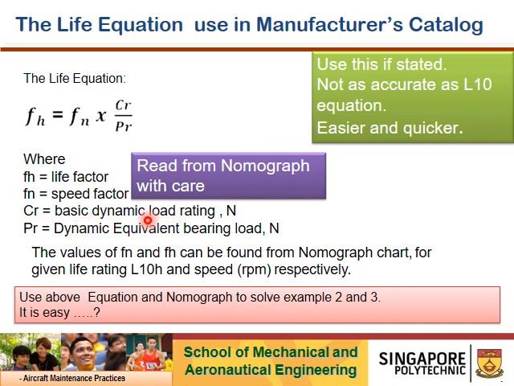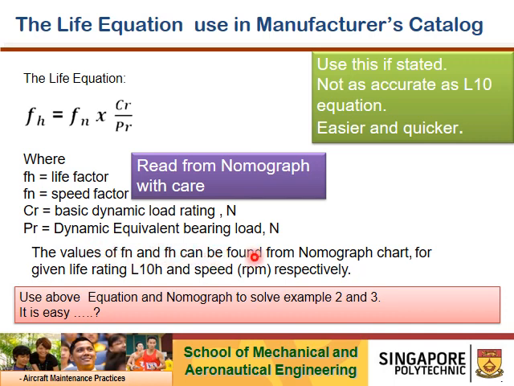CR is the basic dynamic loading you need to calculate and compare to the catalog. PR will be your dynamic equivalent bearing load, which is your factory loading. Use this if it's stated or required by the question, that means nomograph. If not, we will try to use the equation because it's more accurate compared to reading from the nomograph. But of course, using nomograph will be easier and quicker.